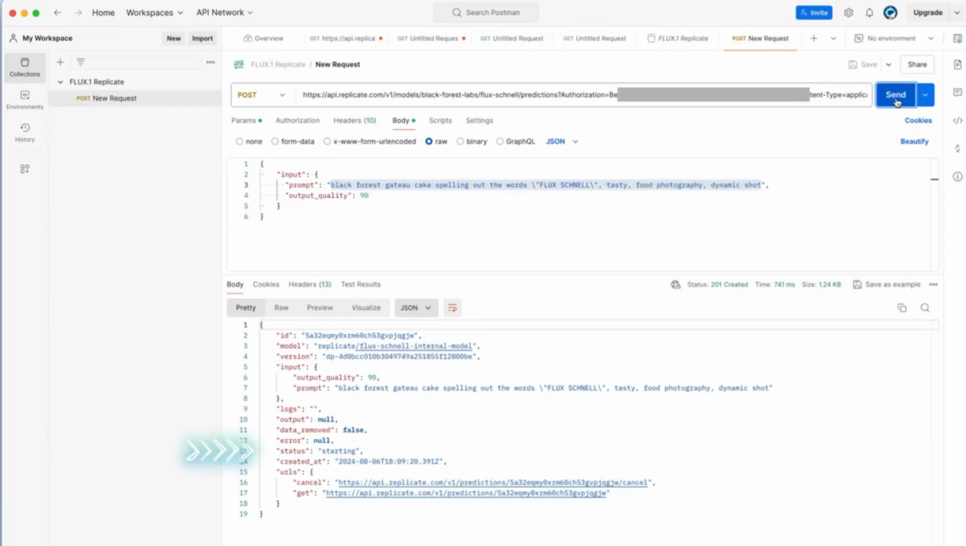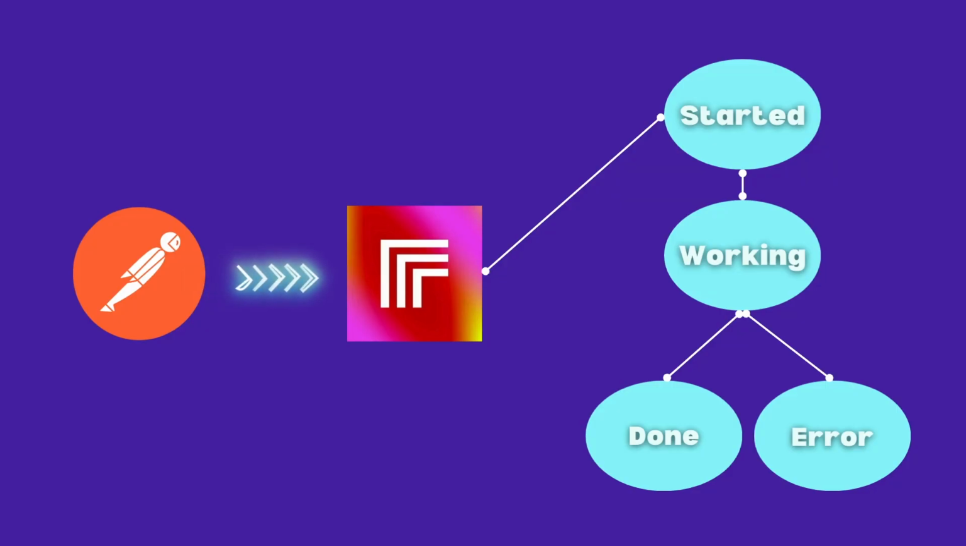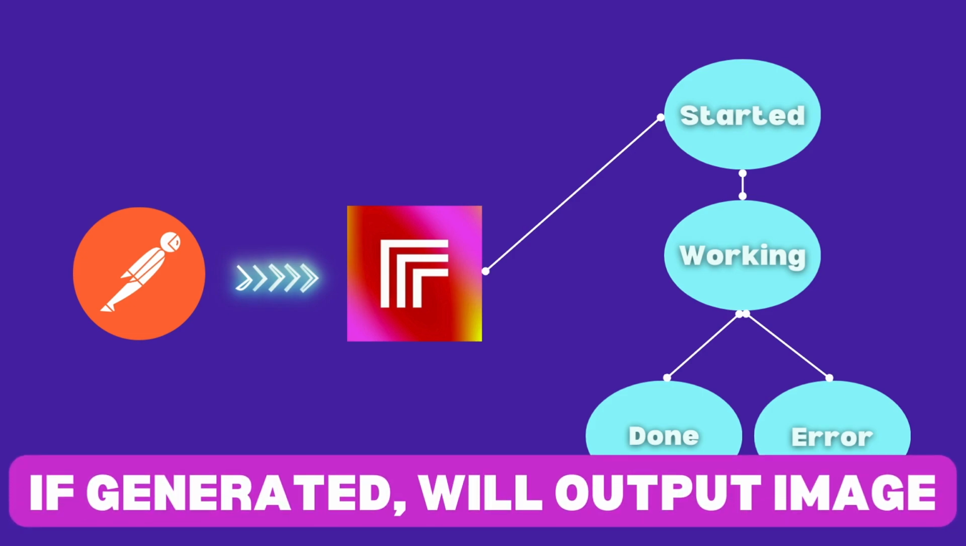After hitting Send, Postman will generate some output. Notice here that status is set to starting. What might this mean? Well, when you send your request from Postman to Replicate, it will initiate the image generation process, which is why it says starting. However, to get the status of the image generation later in the process, you need to send another request. If the image has been generated, you will receive the output image.